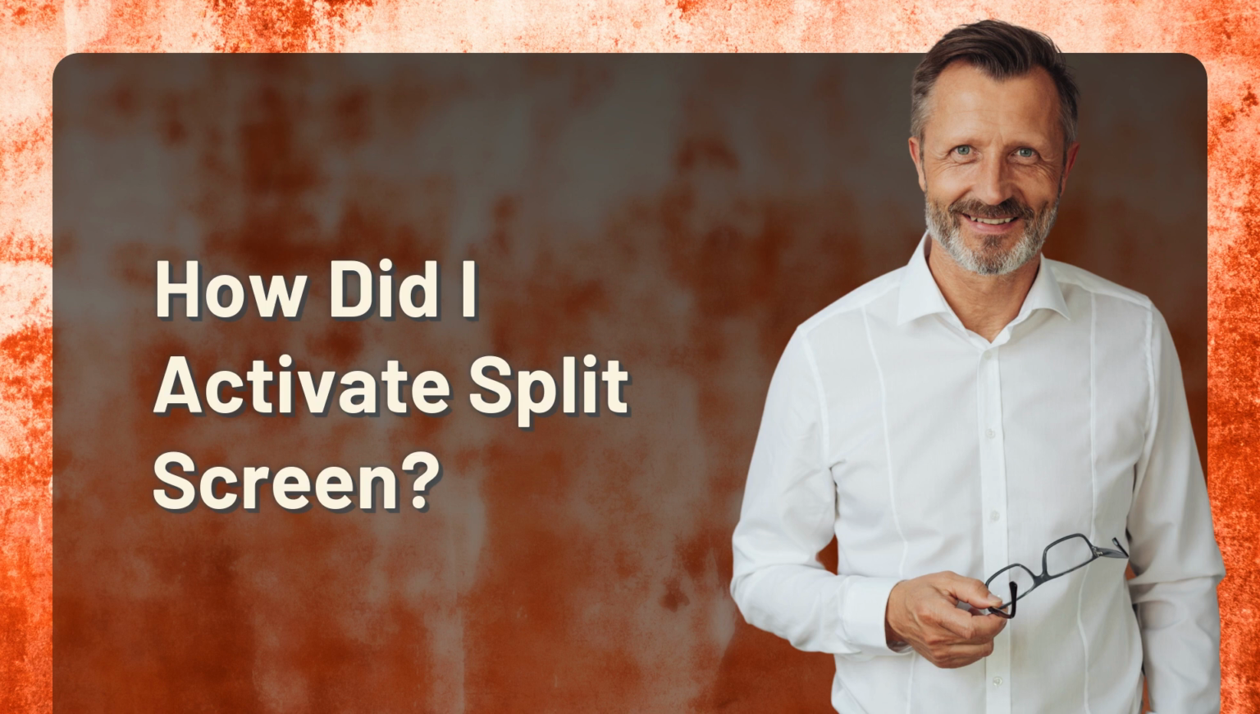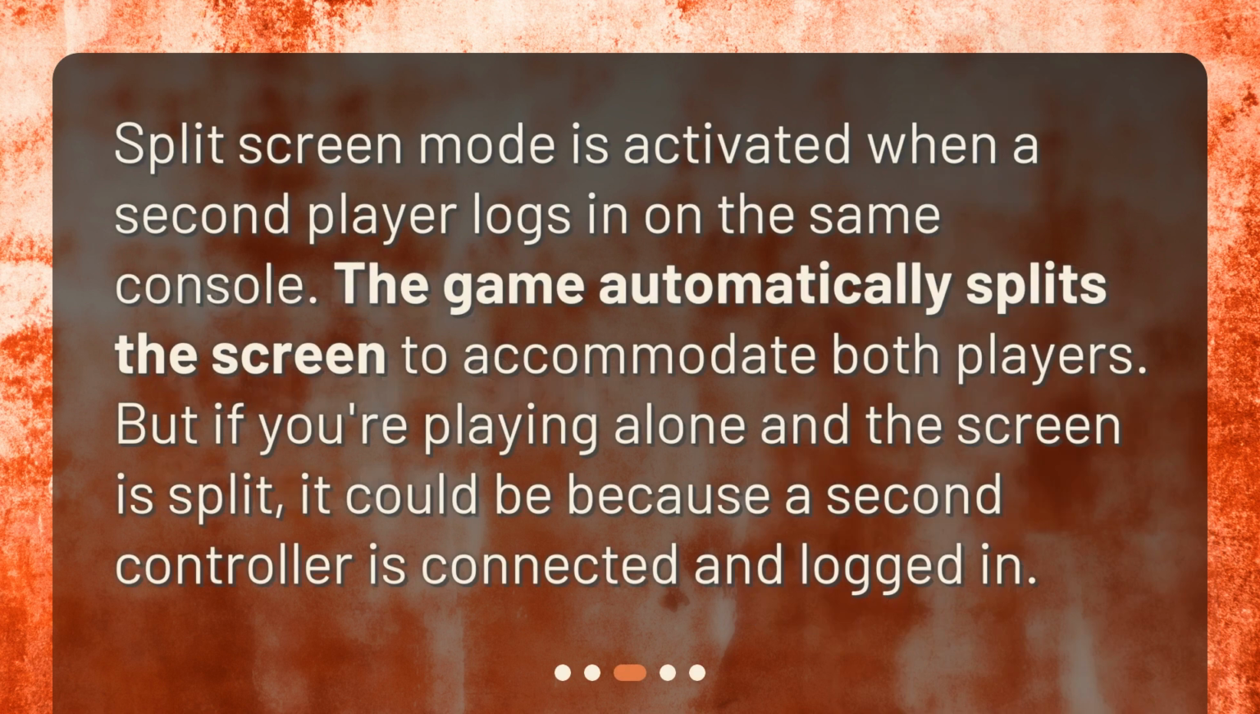How did I activate split screen? Split screen mode is activated when a second player logs in on the same console. The game automatically splits the screen to accommodate both players. But if you're playing alone and the screen is split, it could be because a second controller is connected and logged in.